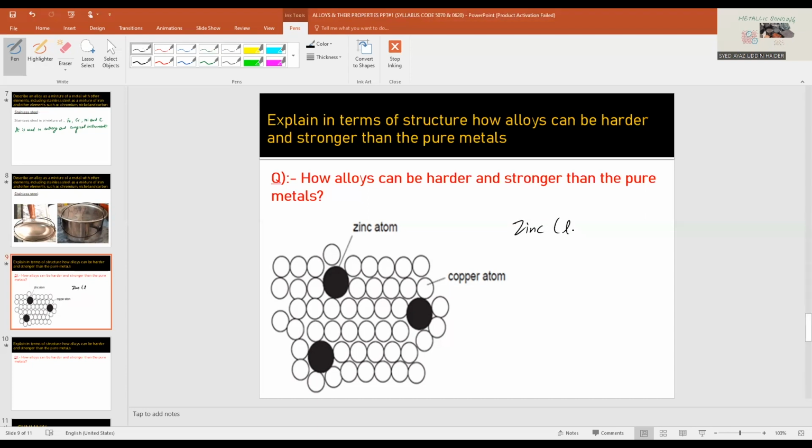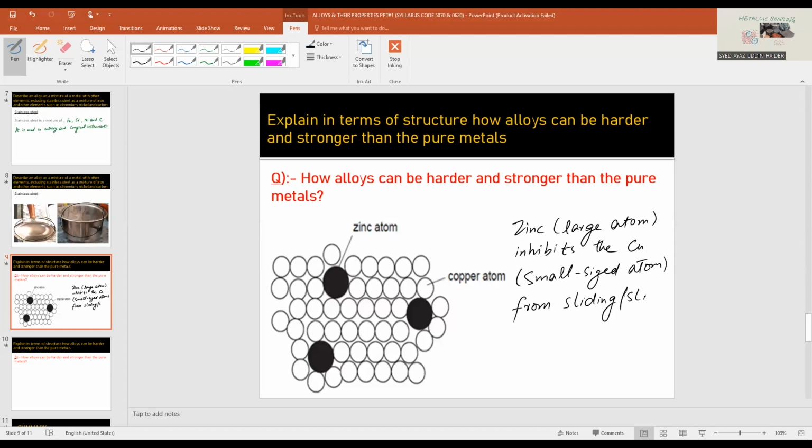Zinc, a large atom, inhibits the small sized copper atoms from sliding or slipping over one another.